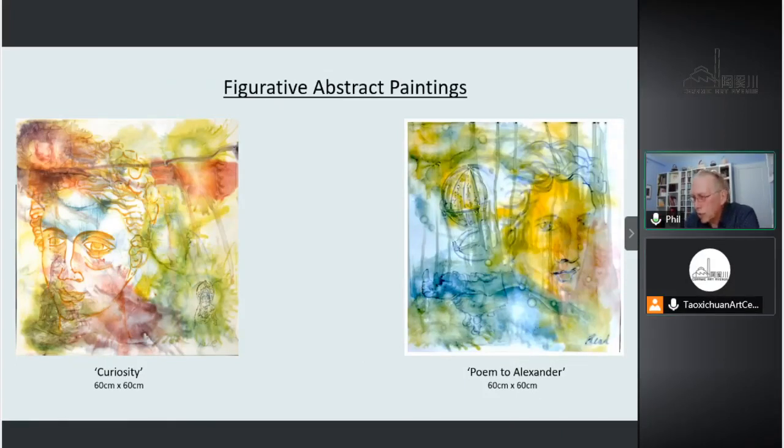Figurative abstract is a style of painting that I use to combine the human body into the abstract compositions of color fields and symbols. These are poetic paintings that I have created a symbolic narrative story. The narratives of these two paintings are about the balance of the feminine and masculine in all human beings. Curiosity with Guan Yin represents the feminine. Poem of Alexander represents the masculine.